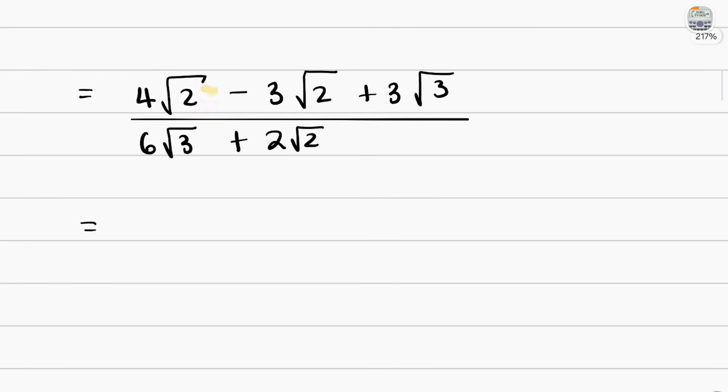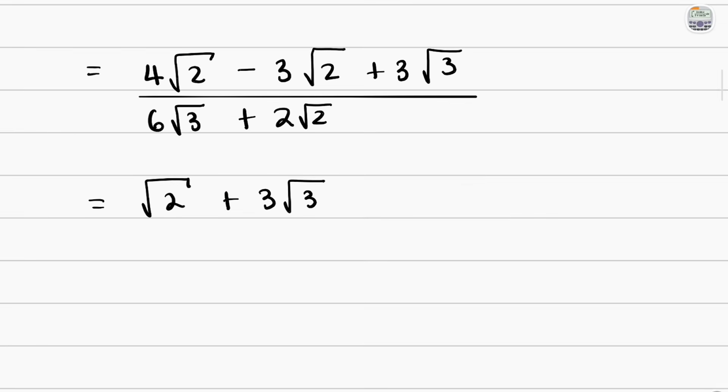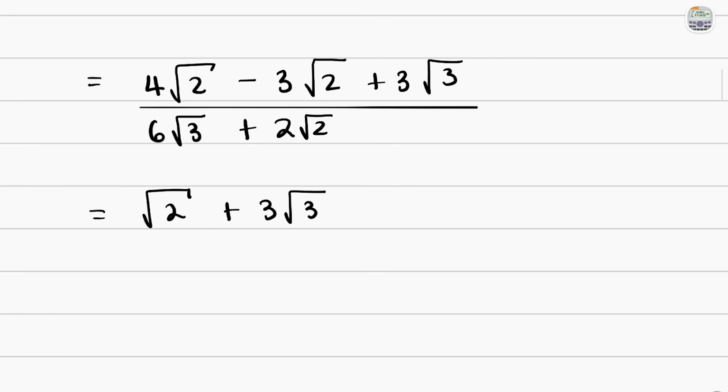So if they have a square root 2 and a square root 2, they are like surds, and they can be added or subtracted. So 4 square root 2 minus 3 square root 2 is the same thing as saying 4x minus 3x, okay? So that gives you x, meaning square root 2. Then plus 3 square root 3.